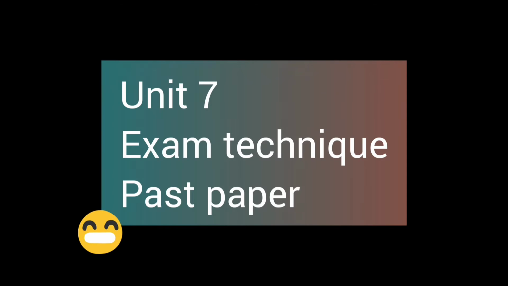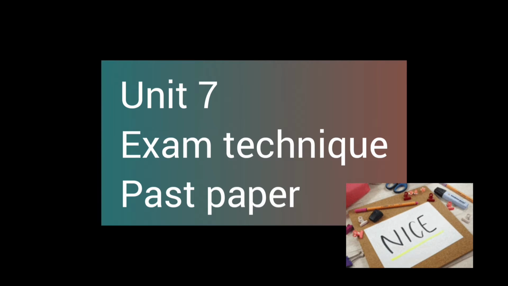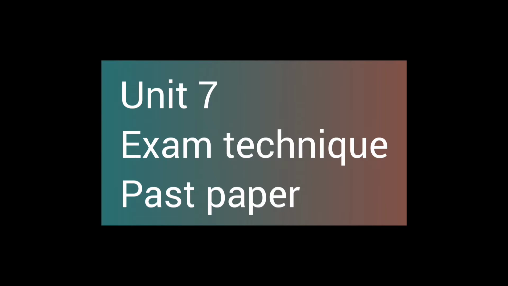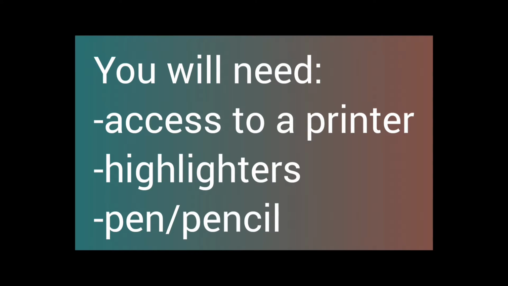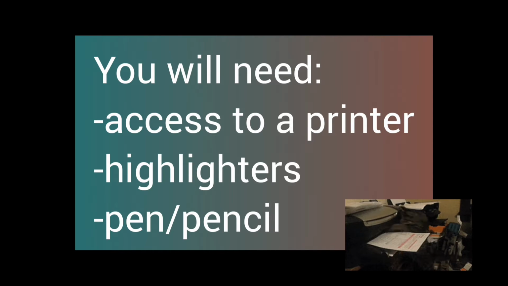Hi everyone, today we're going to go through a Unit 7 past paper together. We're going to do Part A together first, so you'll need access to a printer, some highlighters and a pen or a pencil. Now, in order to know what to do and what to look for in Part A, we have to know what's going to come up in Part B.